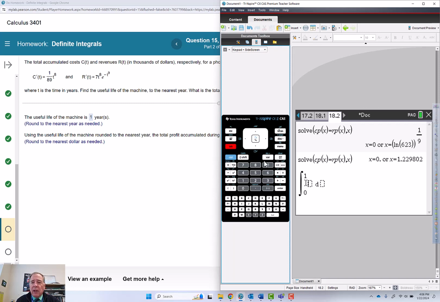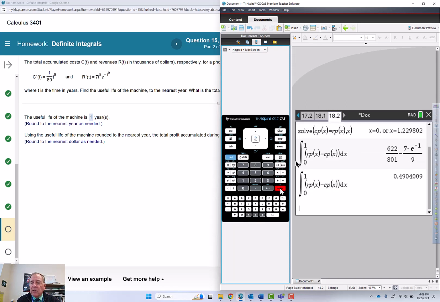because that's our 1 year useful life. Now when we do profit, we want to do the revenue derivative function minus the cost function. And then we'll go tab x, and that looks nasty. We'll get a decimal answer. So we get the same answer, then it's in thousands of dollars. So we'll multiply it times 1,000.